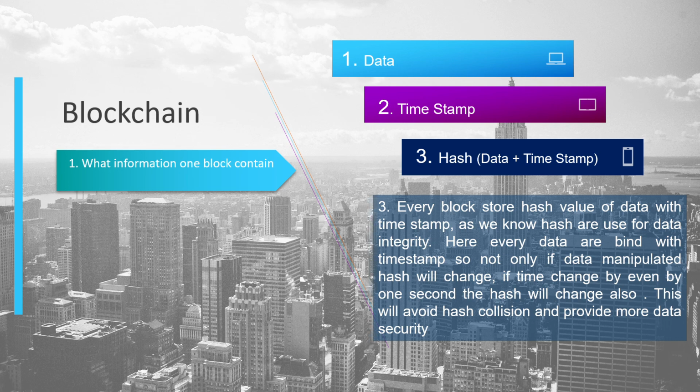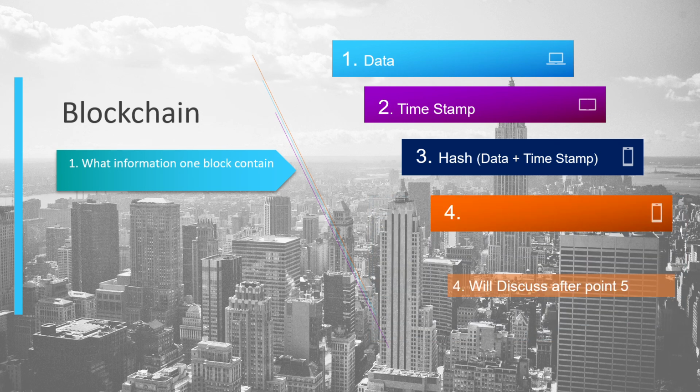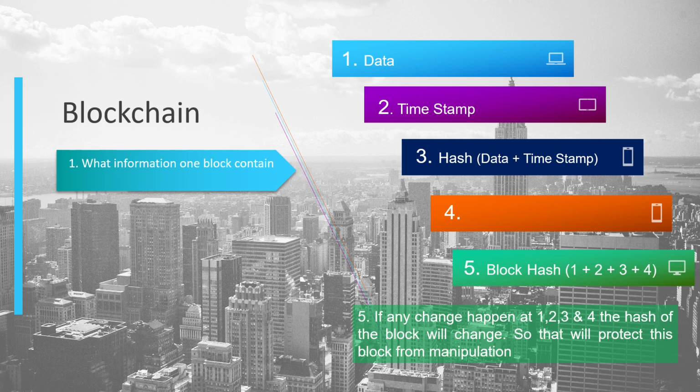Now the fourth thing we are going to discuss after point 5, because that is more important here. Now the point 5 is, you are going to create a hash value of 1, 2, 3, 4 together.